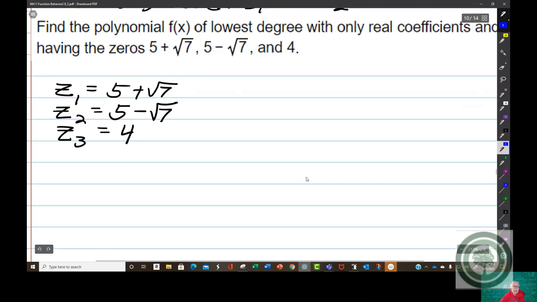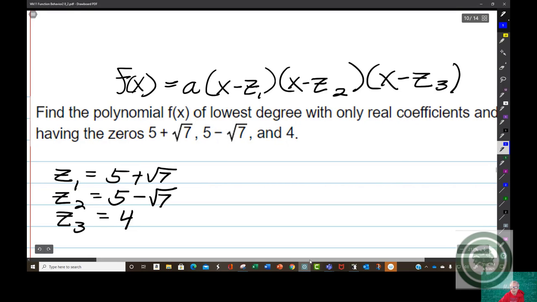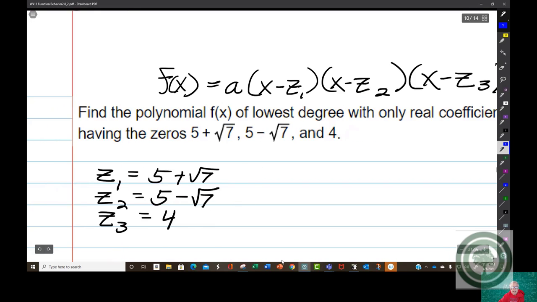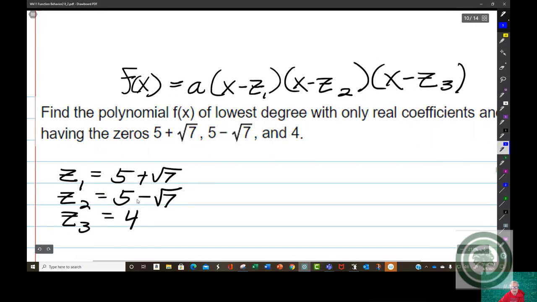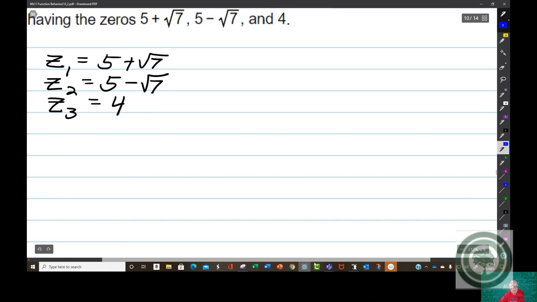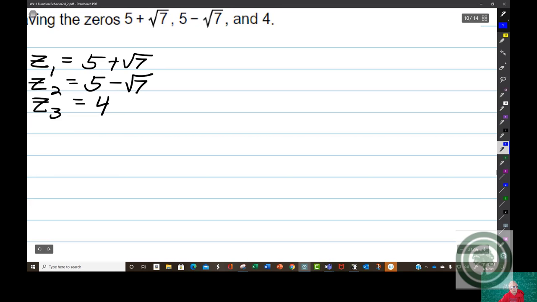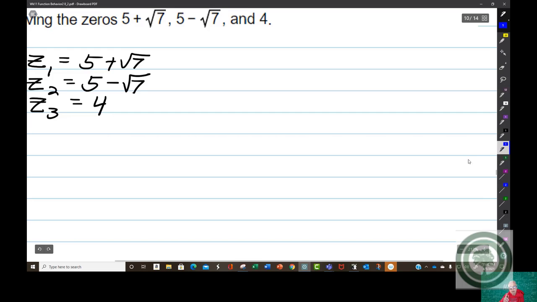I need to find the polynomial of lowest degree with only real coefficients, they should have said rational, and having these zeros: 5 plus the square root of 7, 5 minus the square root of 7, and 4. And there's an assumption that A is 1. We're going to go ahead and assume that for this. It should say so, it doesn't, but it's their mistake. The answer always ends up with A is 1. In this book.